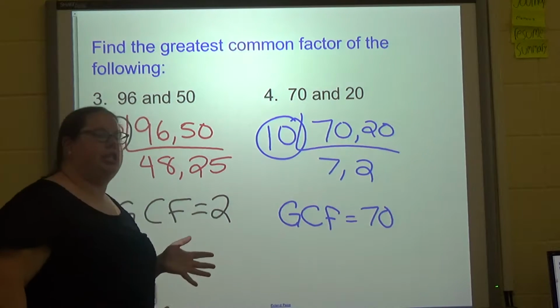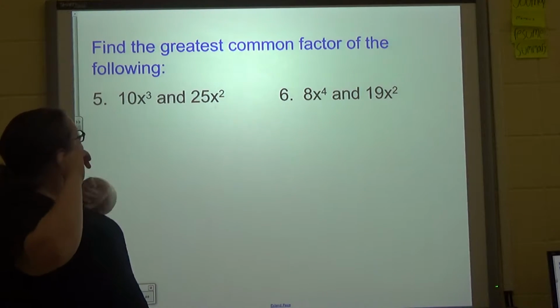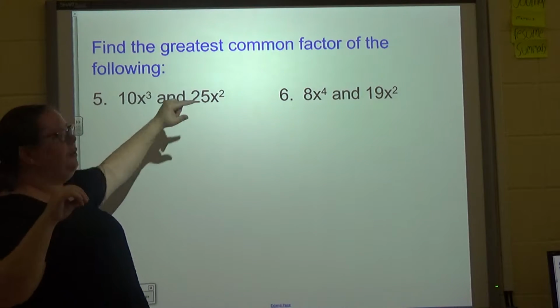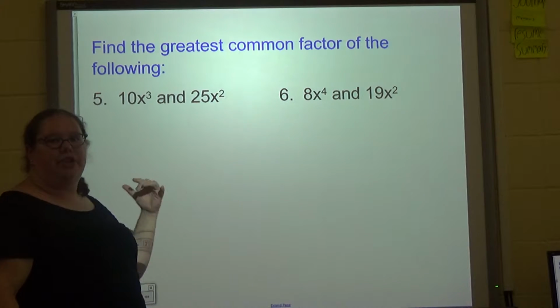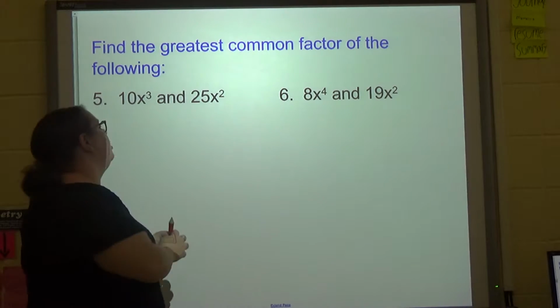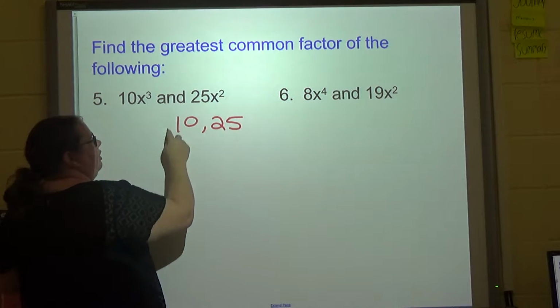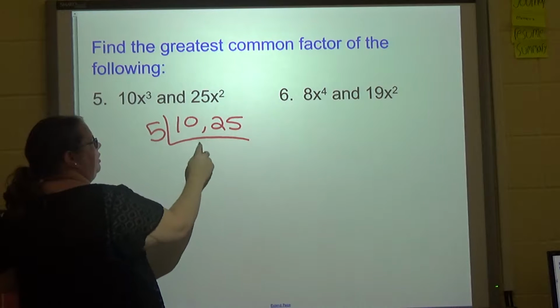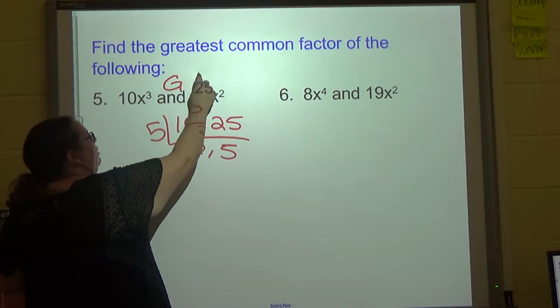So that's finding the GCF of just plain integers. Now, let's think about what if we threw x's in? So let's focus on the numbers first. 10 and 25 should be pretty simple. The GCF of 10 and 25 is 5. So I know my GCF is 5 something.